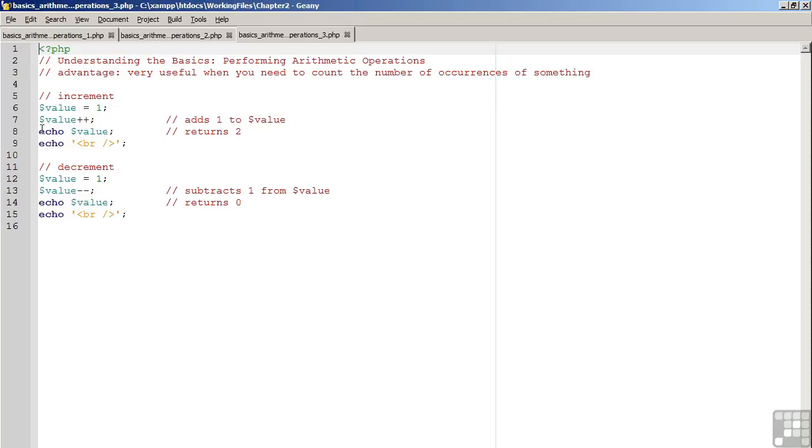The purpose for using increment and decrement are to count up or to count down, oftentimes in conjunction with a loop, which will be discussed in another lesson. Another use of the increment operator is to count the number of occurrences of some event.